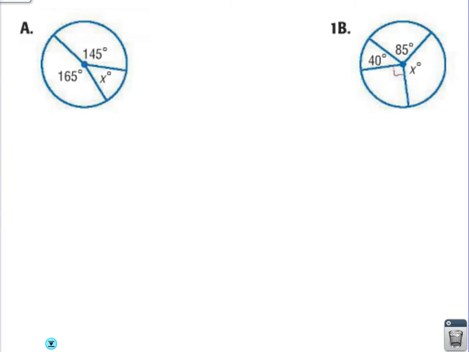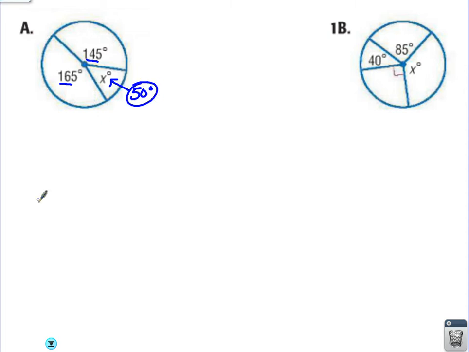A couple more of those. Try the first one for me, Hunter. You have a 145 degree angle, you have a 165 degree angle. We add those two together, we get what, Hunter? 310 or so. So that leaves us with how many degrees? So that's my 50 degree angle.